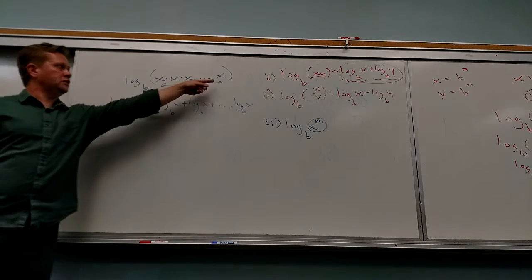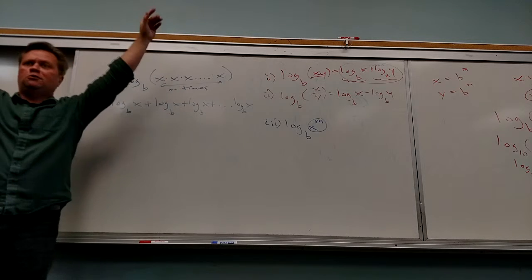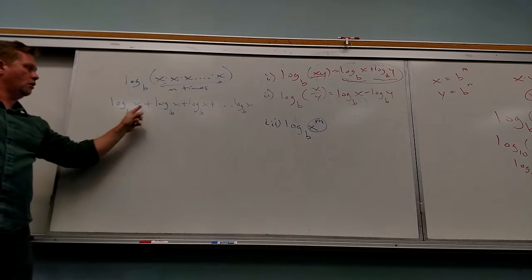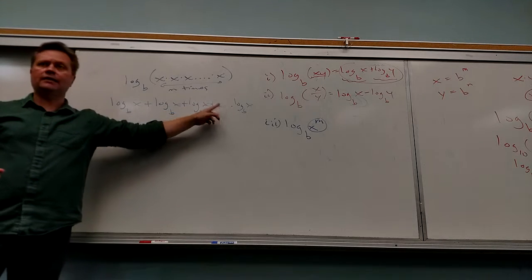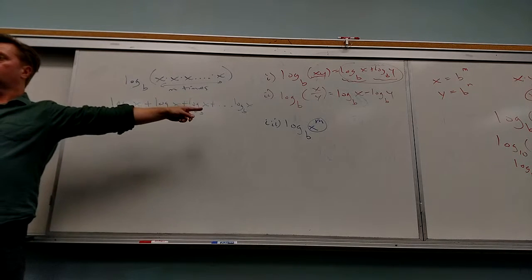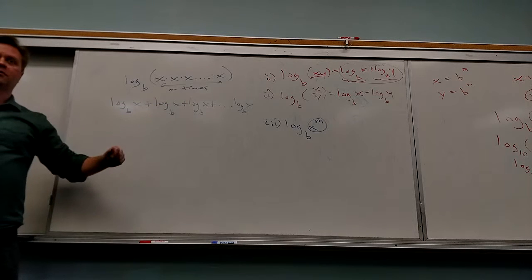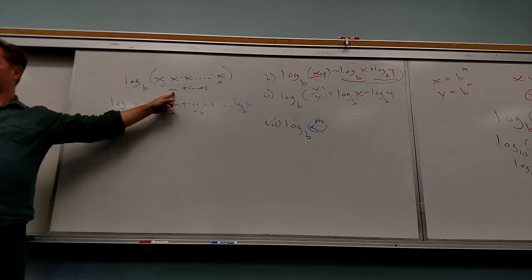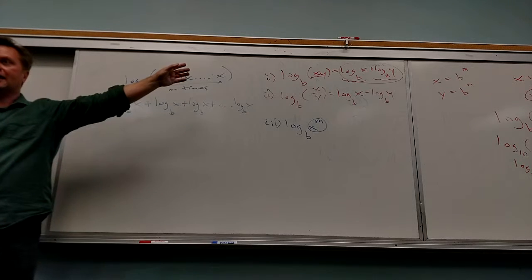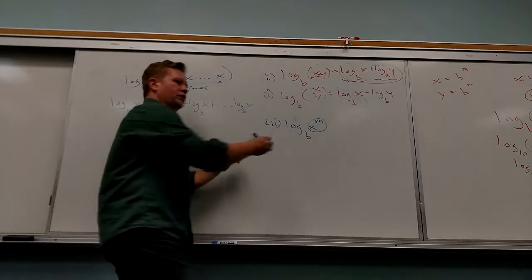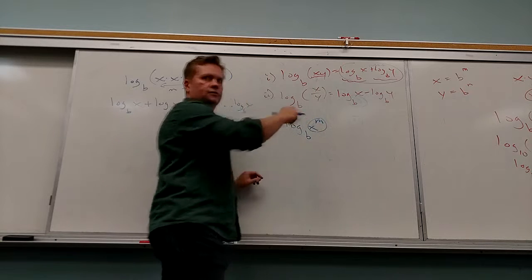If I had a whole bunch of stuff that had all the same base, what would I do with all the powers? I'd add them all up. How many of these are there? See the little dot, dot, dot? How many of these are there? No. M. How many times do I have to do this? M times. This is M X's. Why were there M X's? Because that's what it says.